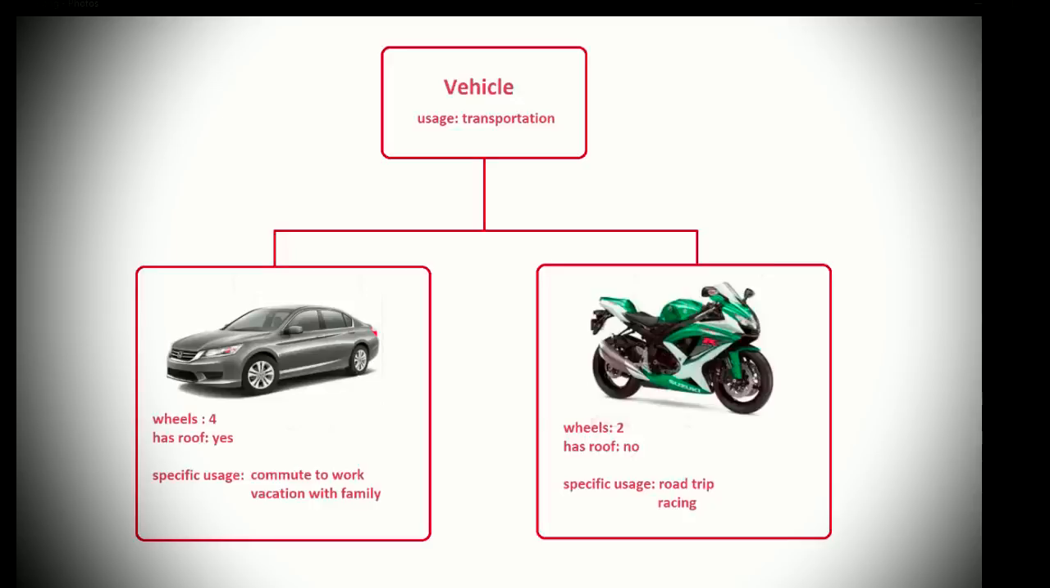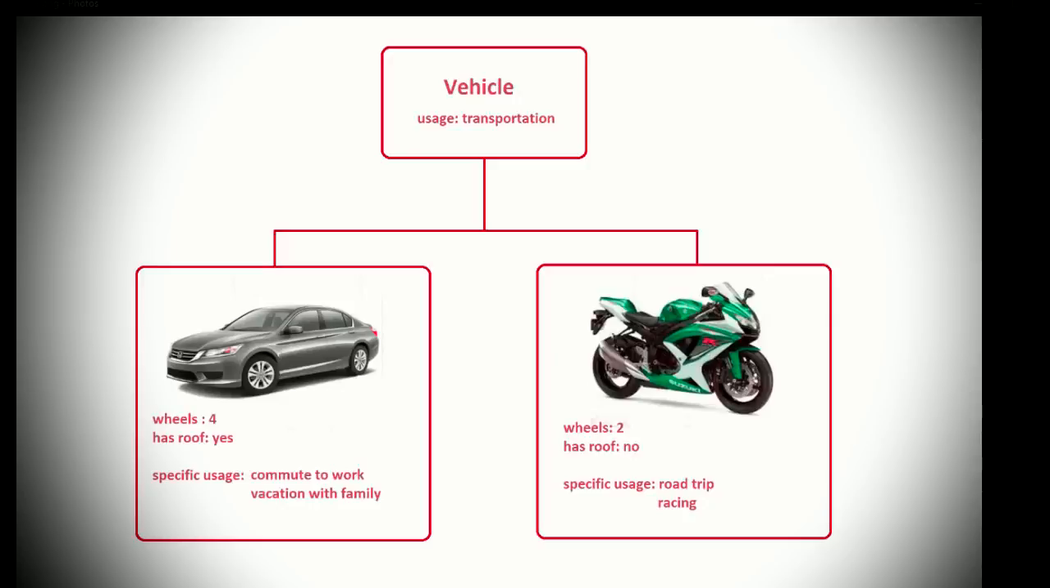Car also has specific usages such as commute to work and vacation with family, whereas motorcycle is primarily used for road trip and racing. So as shown in this diagram, both of these vehicles, cars and motorcycle, can be thought of as subclasses of a base class called vehicle, and they share the same properties of a vehicle class, which is to provide transportation. But on top of that same shared property, they have their own specific characteristics and purposes such as wheels, roof difference, and specific usages.